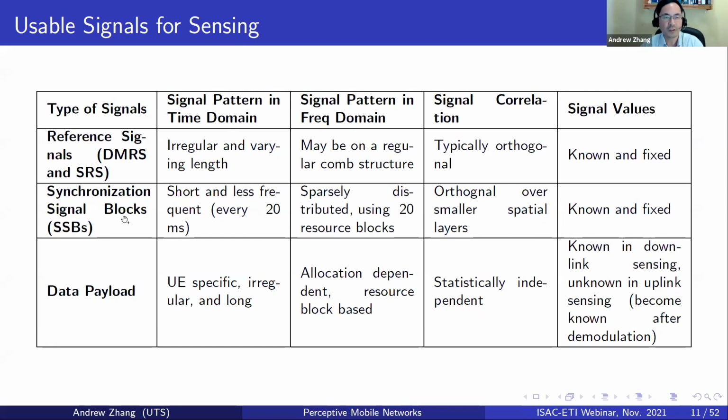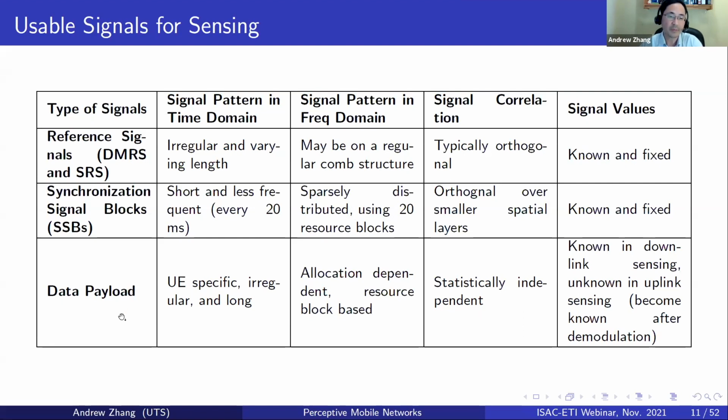The synchronization signal can also be used for sensing, but it has the disadvantage of small volume. They are sparsely distributed in the frequency domain. That means we can probably only get a small signal-to-noise ratio when we use the synchronization signal for sensing.